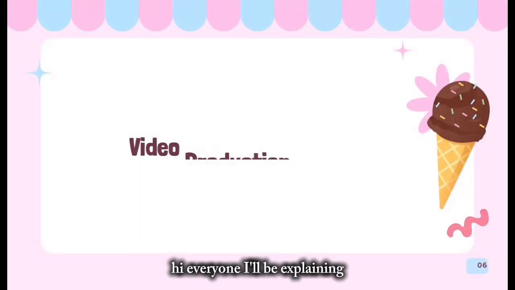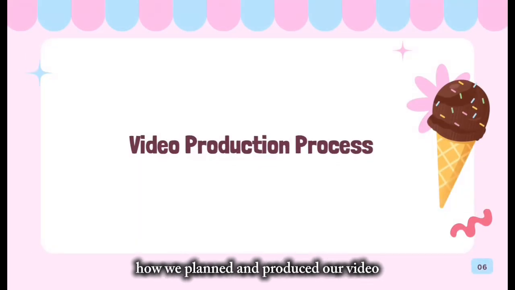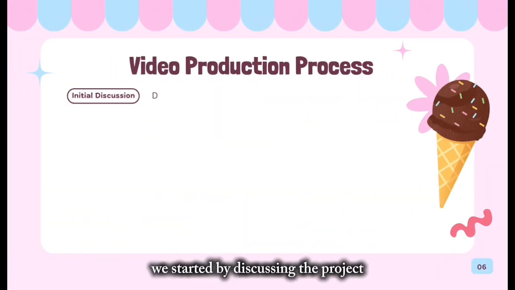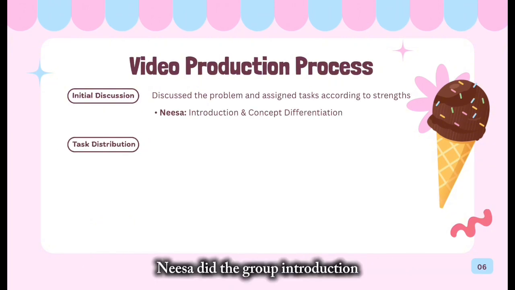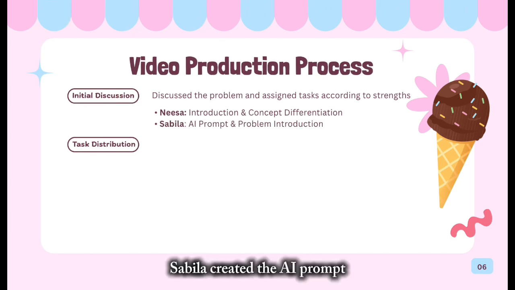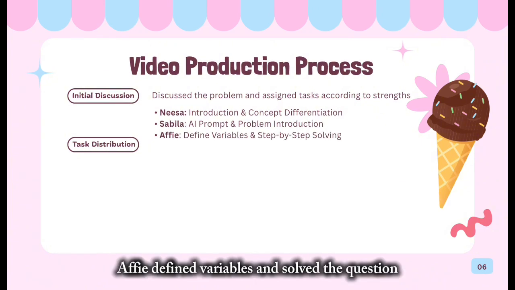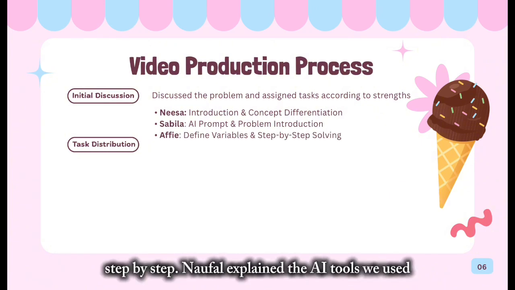Hi everyone, I'll be explaining how we planned and produced our video for this assignment. We started by discussing the project and divided the tasks based on each member's strengths. Nisa did the group introduction and explained differentiation. Sabila created the AI prompt and introduced the problem. Afi defined variables and solved the question step by step.